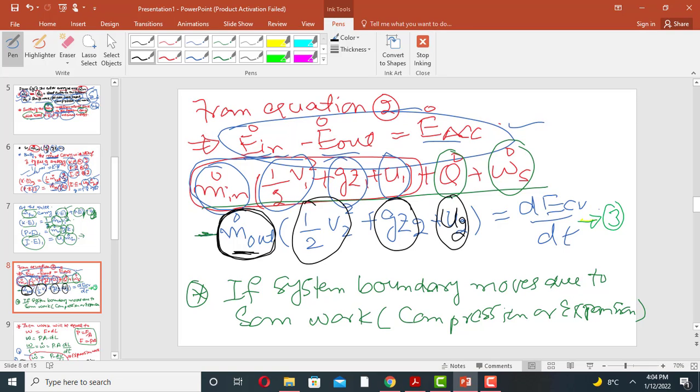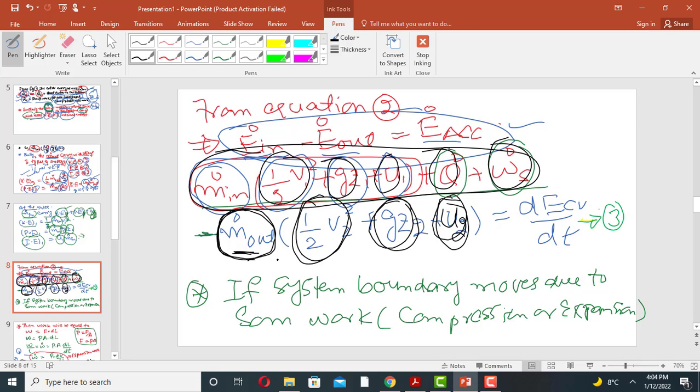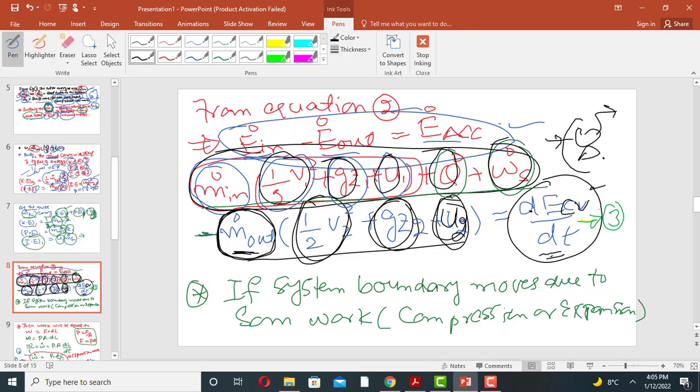This is the energy entered to the system: 1, 2, 3, 4, 5. And the energy leaving the system will be 1, 2, 3. This is the energy leaving the system, and it will be equal to the energy accumulated in the system per unit time, that is, the change in energy with the passage of time. The CV is the control volume. So an open system is also called a control volume.